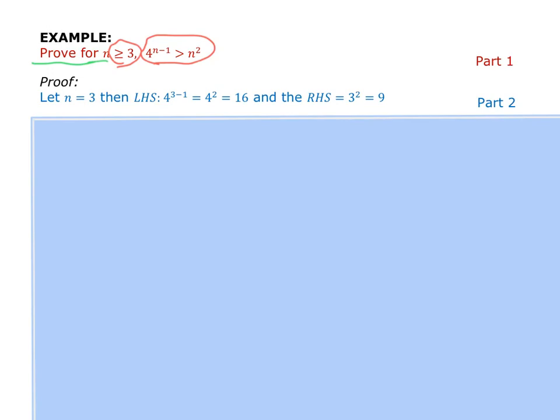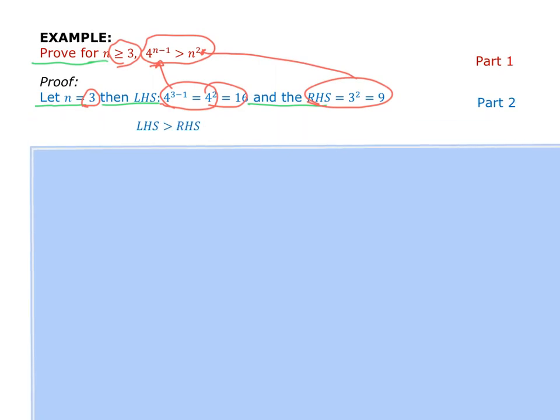Notice let n equal is still the same, then left-hand side, and then the right-hand side. That's all the same. Parts that are changed is that we start at 3. I put 3 in right there, and I get this part, which is still this part. And then I put 3 in for the right-hand side. I put that in right there. Okay? So that's still the same. And what we have is the left-hand side is greater than the right-hand side.